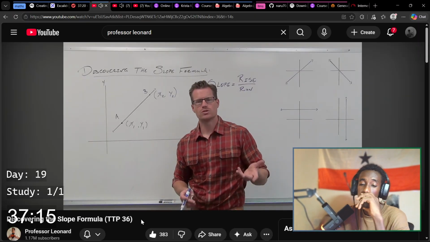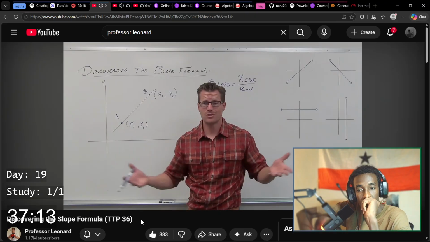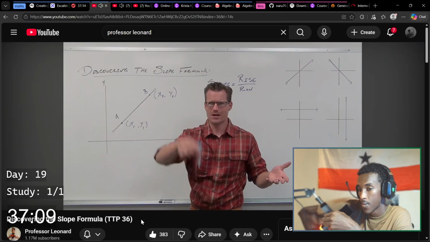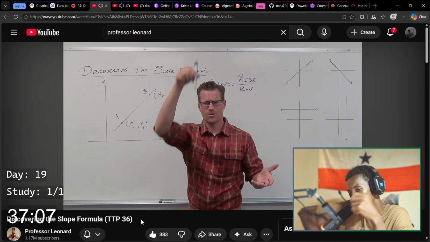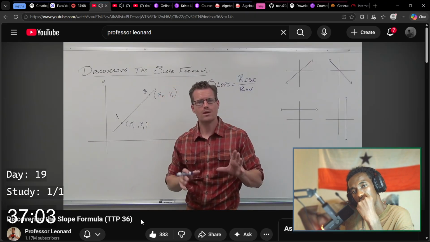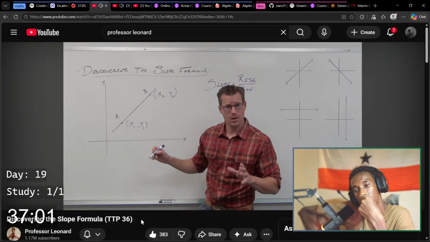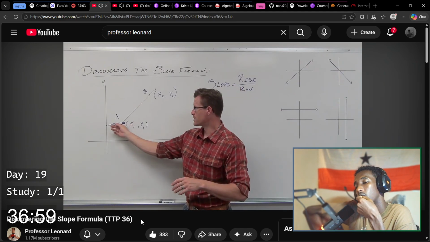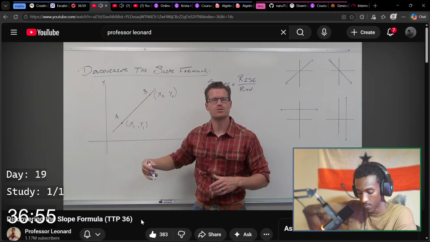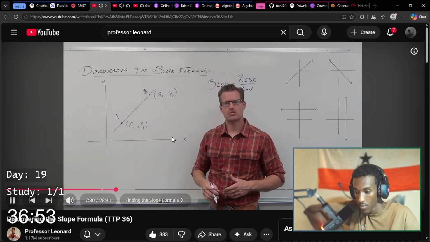Now, what variables do you think would have to do with rise? I mean, if rise is talking about this way, what variables talk about this way? So y. Yeah, for sure, y. So all we've got to do is figure out the y components for this point and the y component for this point and find the difference between them. So let's go ahead and let's try that.